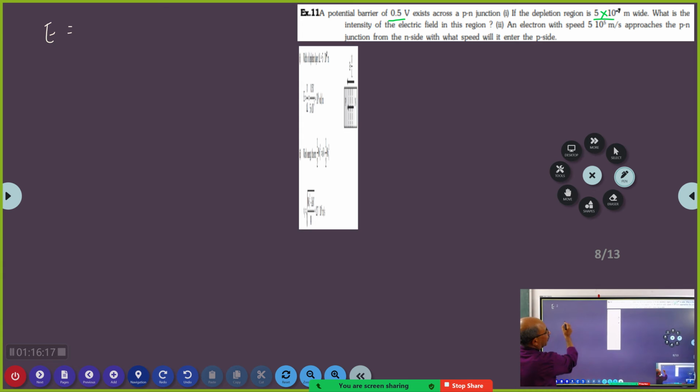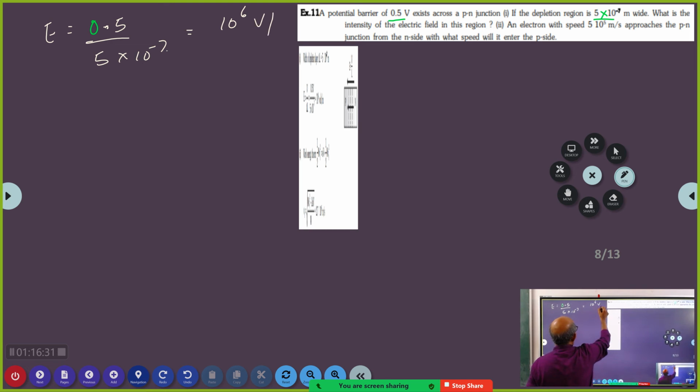So the electric field here will be V, 0.5 volts divided by 5 into 10 to the power of minus 7. Okay, so this becomes 10 to the power of 6 volts per meter. Now the electron with speed of 5 into 10 to the power of 5 approaches the PN junction from the N side. So the initial kinetic energy of this is half m Vi square. What will be its speed as it enters the P side?